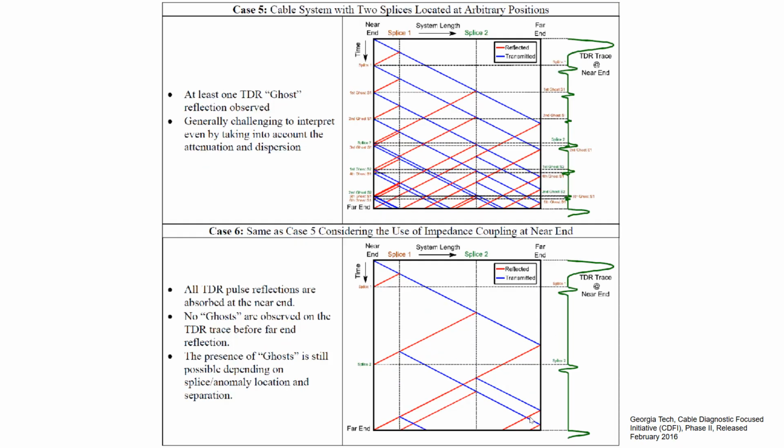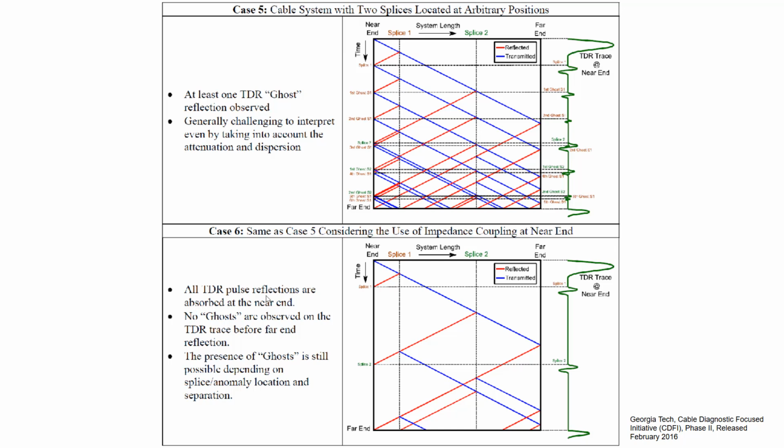Now, until now we have considered only one joint at different locations. If there are two joints, for example, splice 1 here and splice 2 here, you can see how complicated the reflections are. So at least one TDR ghost reflection is observed. Generally it is challenging to interpret, even when taking into account the attenuation and dispersion. It is not that easy, because of multiple reflections, and there may be superposition of various reflections, which will give you a complicated signal. So it becomes challenging. If the number of joints is increased, then the complexity increases like anything.